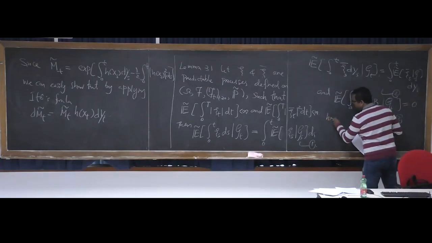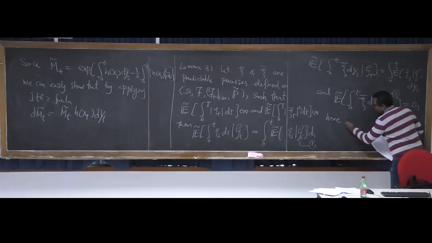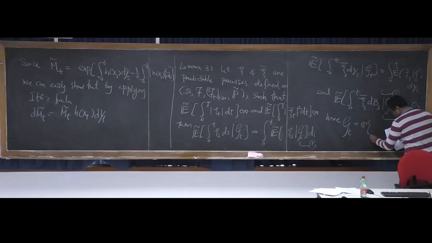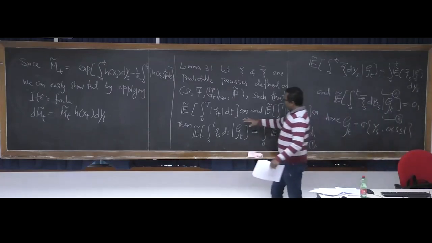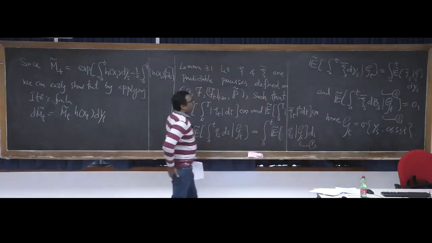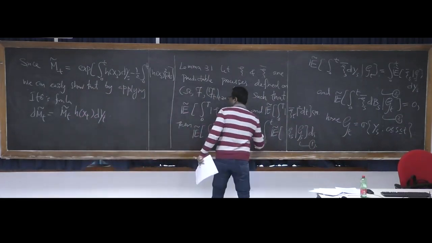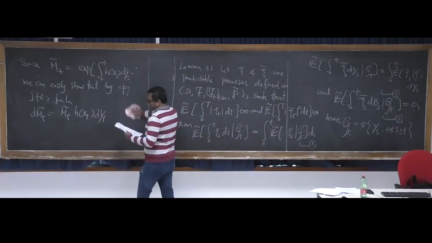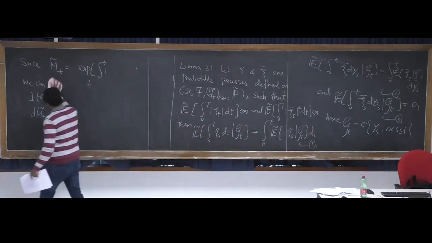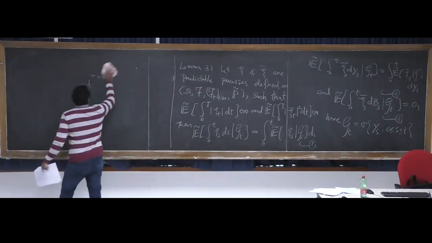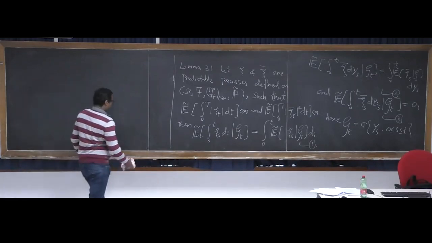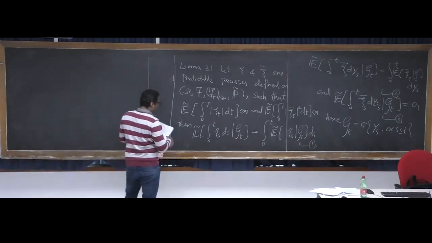Here, G_t is nothing but the sigma-field generated from the partial information associated with the observation process. So these three results are crucial to derive the Zakai equation. Okay, so let's start to discuss the proof. All right. So let's try to prove the first result.